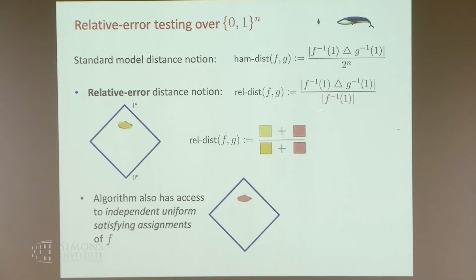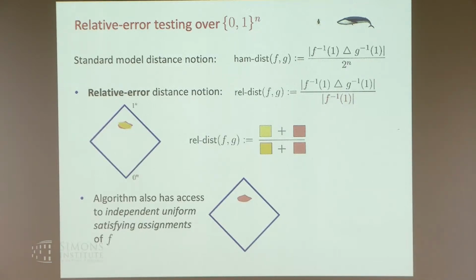I think something you can do is super simple. Just renormalize. Look at the distance between f and g as not being the fraction of all 2^n inputs, but the fraction of satisfying assignments of the function f. You're inspecting f, or looking at distance to f, on the scale of f itself. I think it's a more natural way to do things.